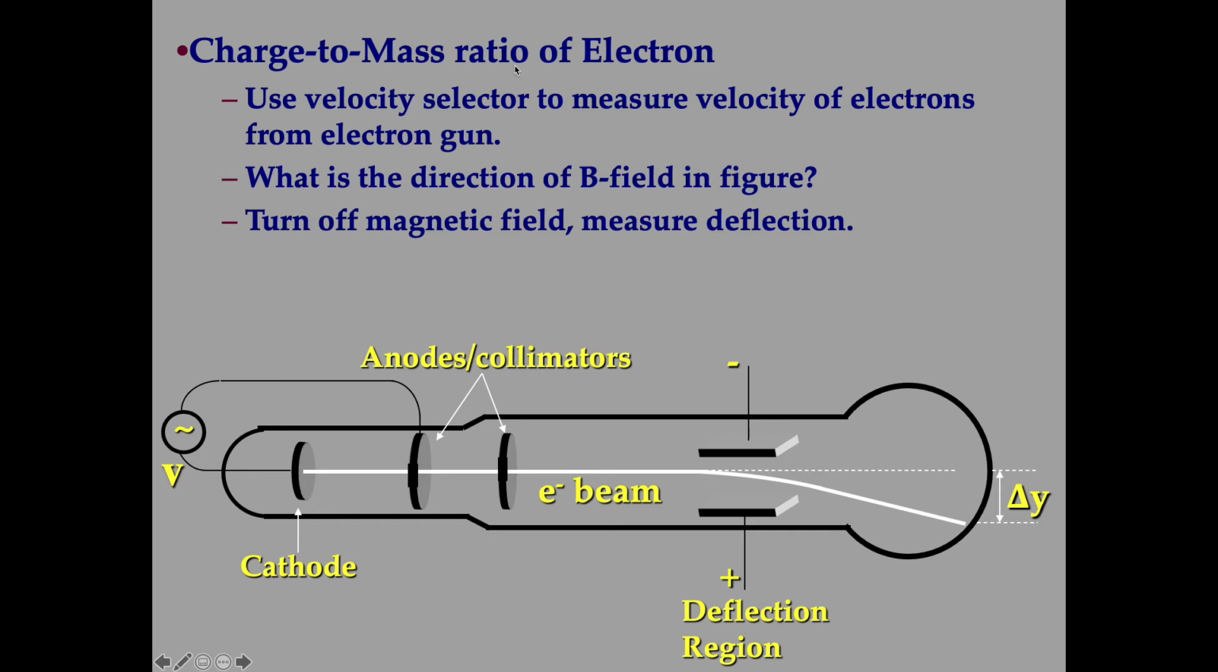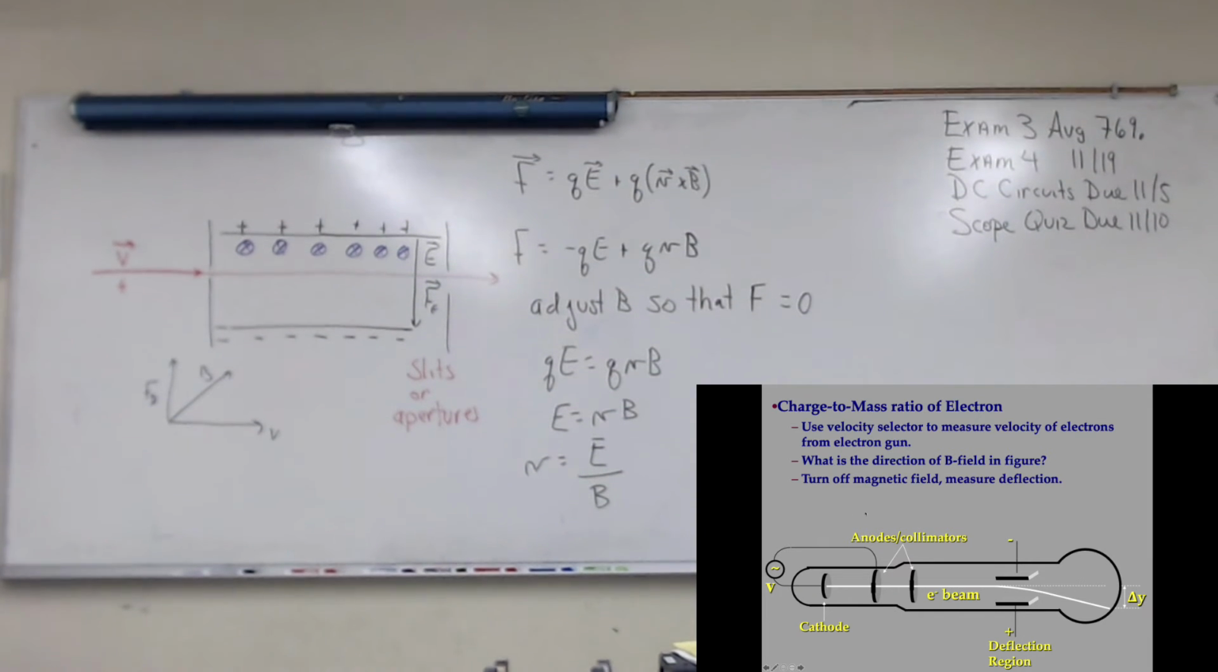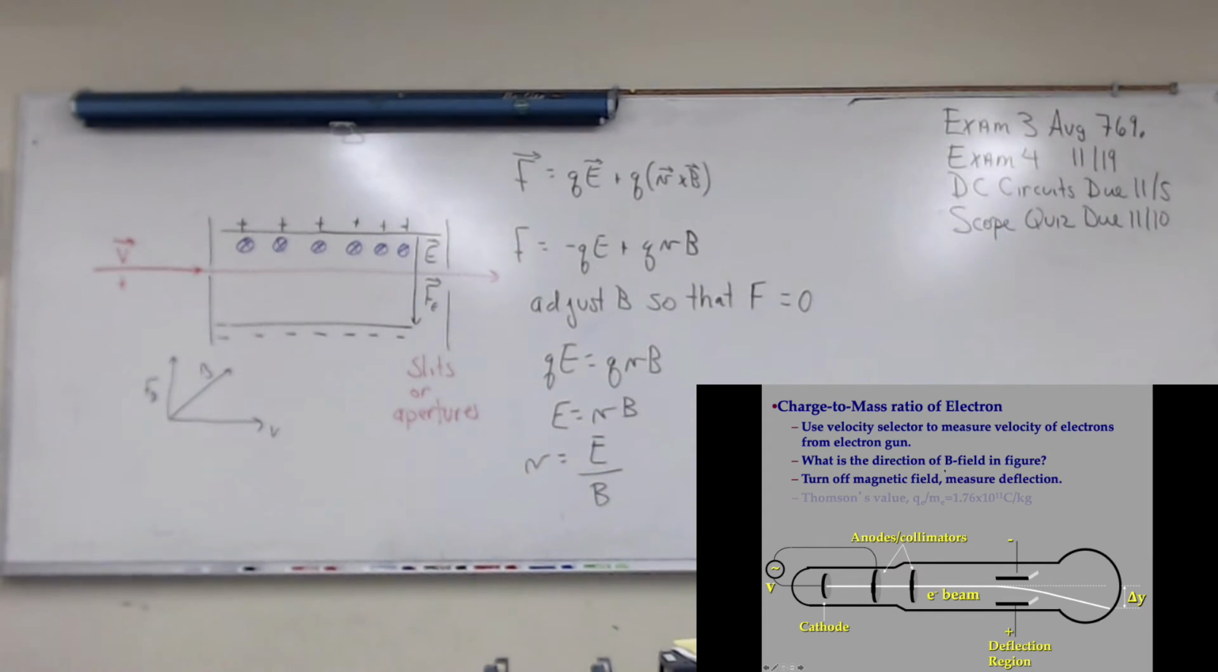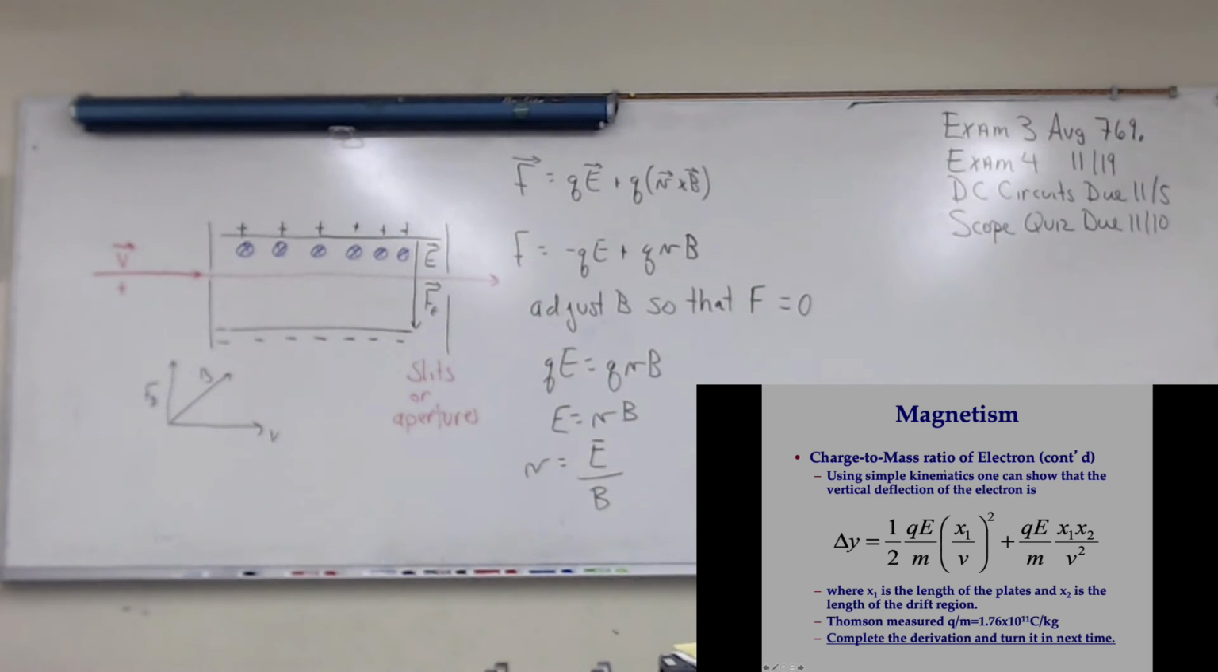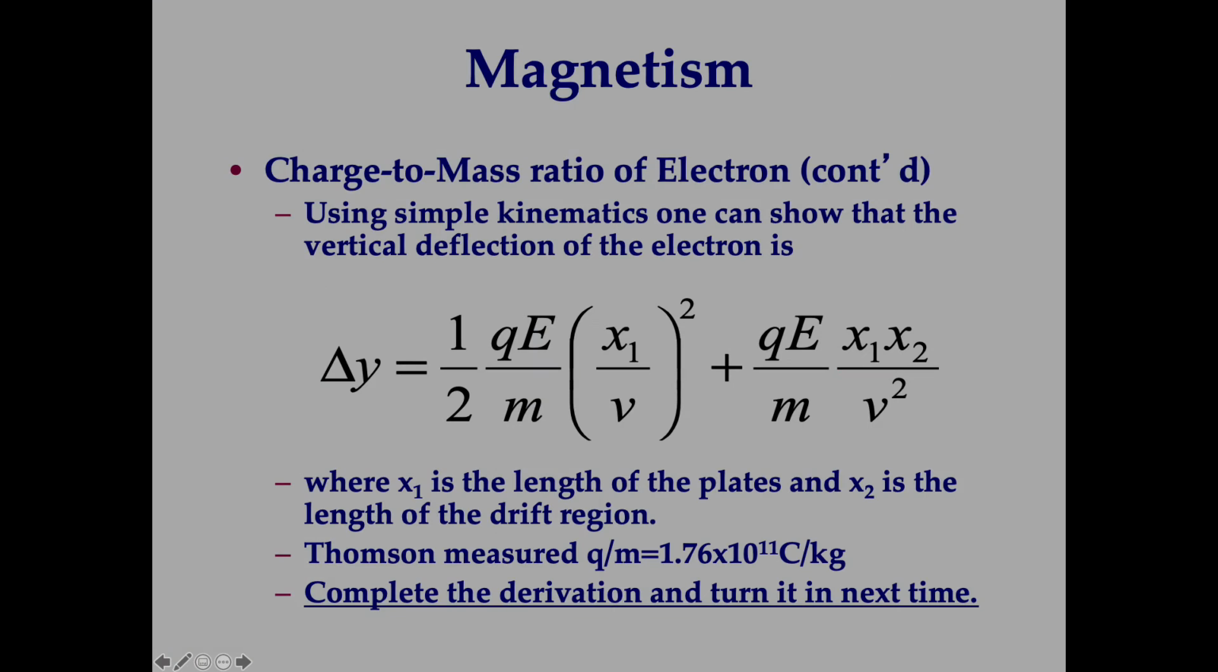And so all you've got to do is measure delta Y. If you know the geometry of the plates, you know how long the plates are, and you know the distance from the end of the plates to the screen, you can easily derive an expression for delta Y. I'll show it to you in a minute, for delta Y in terms of the geometry of your plates. That expression looks complicated, but both terms have a Q over M, which is the charge to mass ratio of the electrons.